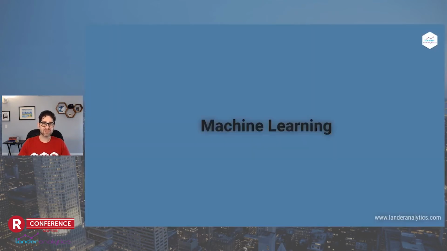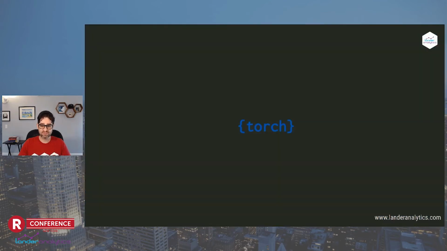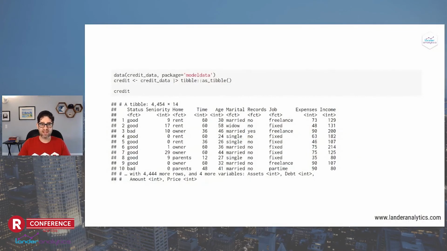So now let's turn our attention to machine learning. And we'll look at a few methods: deep learning, boosted trees, and Bayesian regression. And we'll pick up where we left off with Torch. We're going to use this for deep learning now. We'll start with the credit data out of the modeldata package, and we'll make sure it's a tibble. And our goal for the rest of the talk will be to predict Status.